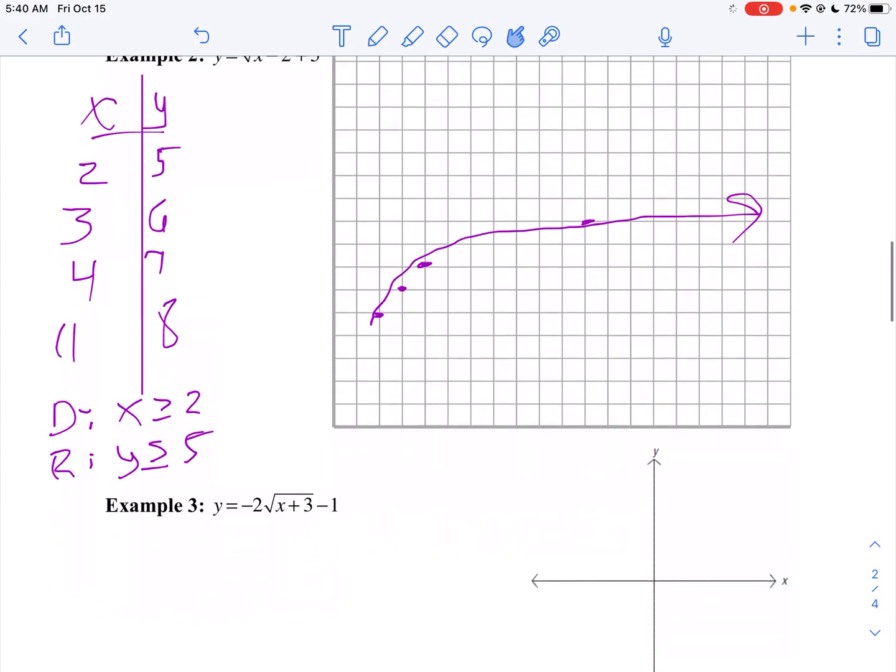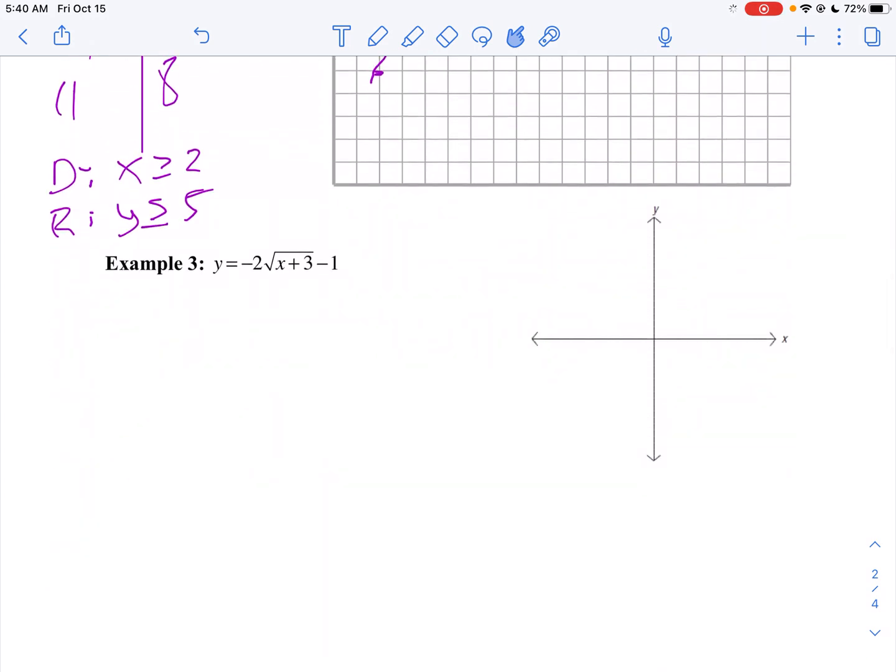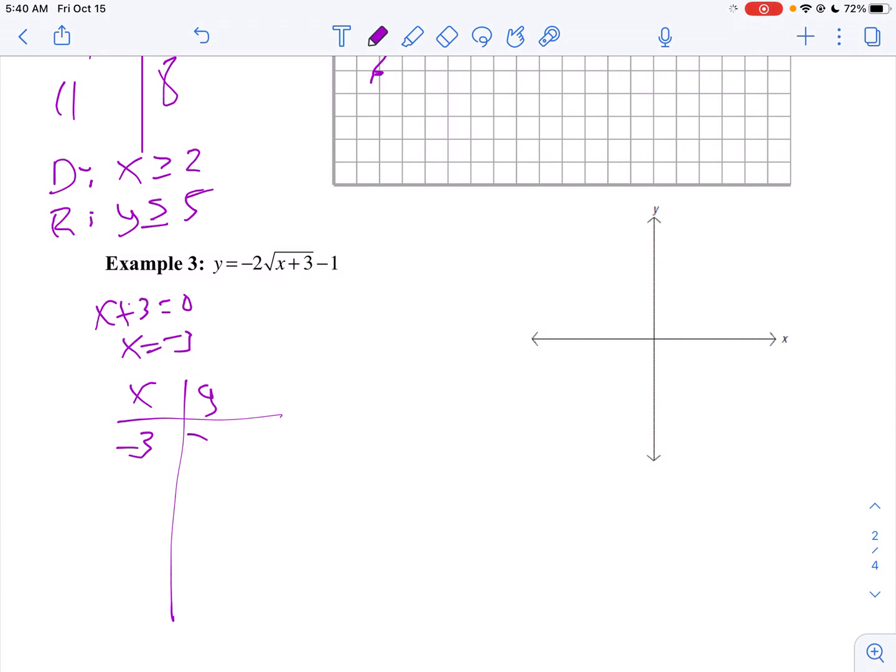We'll do the same thing on the next graph, except I didn't put numbers on your grid, so you just kind of sketch it. So I look inside. On this one, notice x inside is going to move to the left 3, isn't it? Because x plus 3 equals 0. So x equals negative 3. So I'm going to start here with x at negative 3. So negative 3 plus 3 is 0. The square root of 0 is 0, times negative 2 is 0, minus 1. So I'm at negative 1.